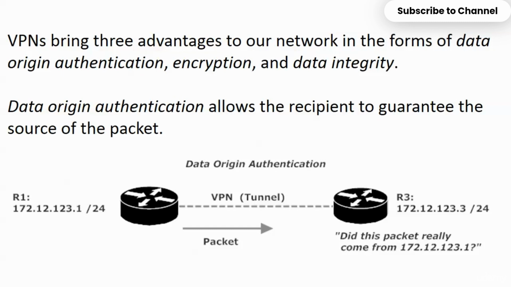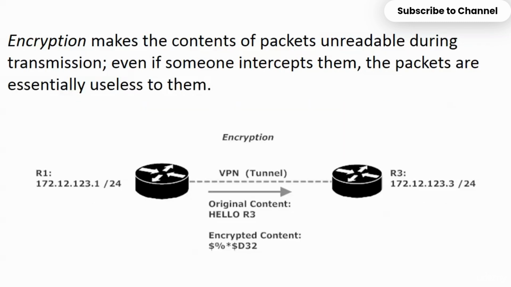Data origin authentication is done on the recipient end, and it allows the recipient to guarantee the source of the packet. Because we know that all kinds of nasty things can happen along that dotted line, right? That VPN. We could have a man-in-the-middle attack, and they grab some packets and they do some nastiness. So router 3's got to be able to say, okay, did this packet really come from the source IP address that's indicated on the incoming packet?